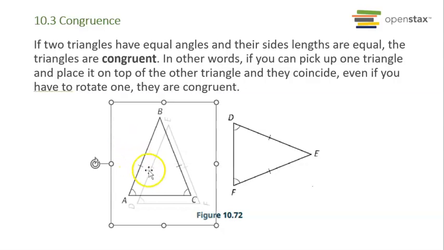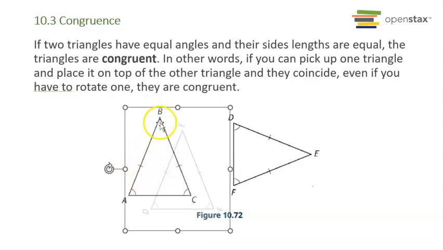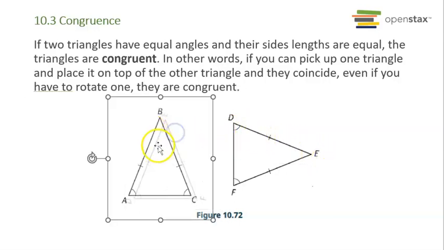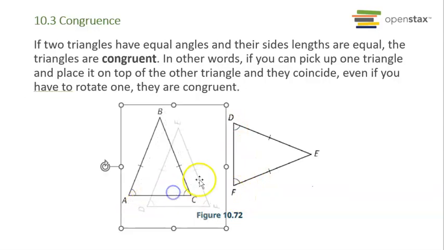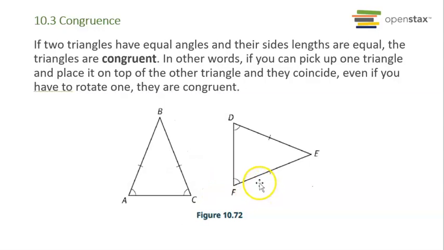So these two right here, BA and ED, those are corresponding sides. BC and FE, corresponding sides. AC to DF, that's also a corresponding side. Corresponding parts of congruent triangles are congruent. So I know that BA has got to be the same as ED, and BC is the same as FE. All I need to do is turn it.